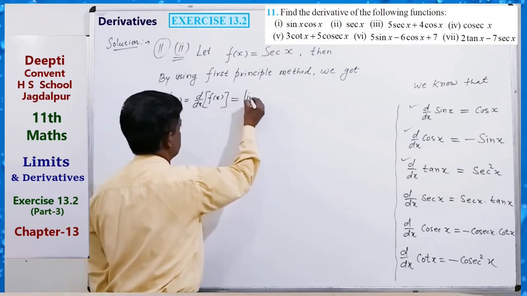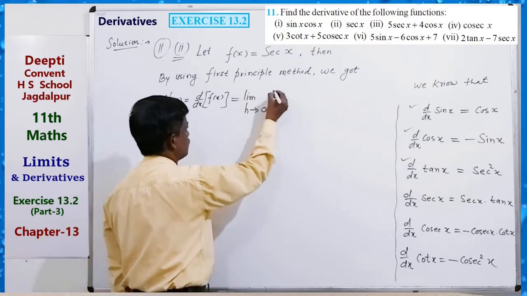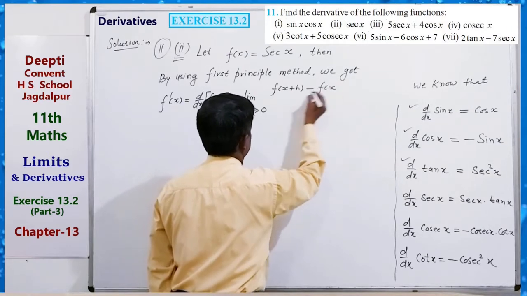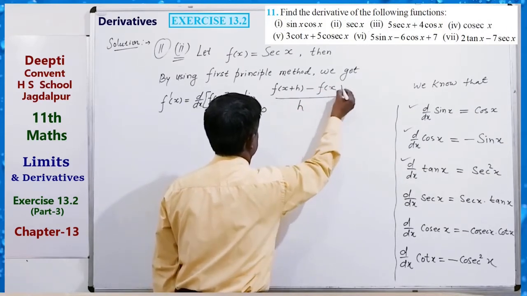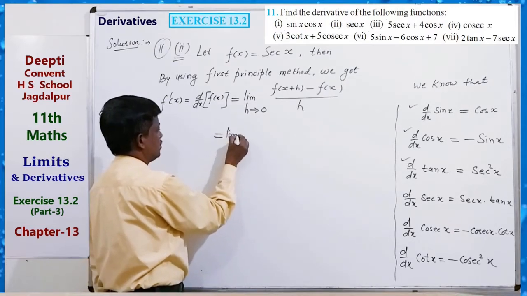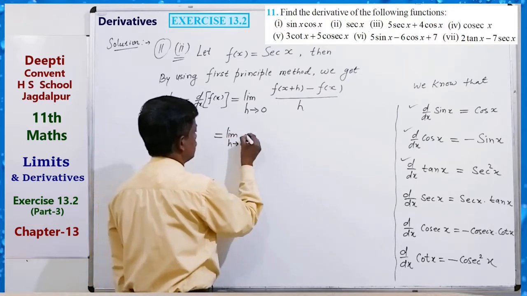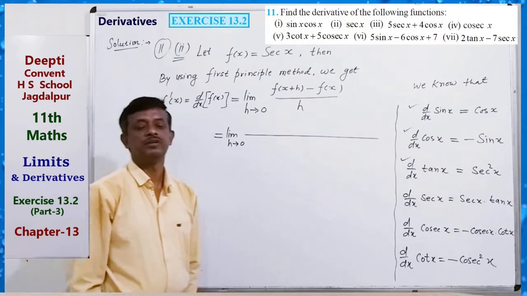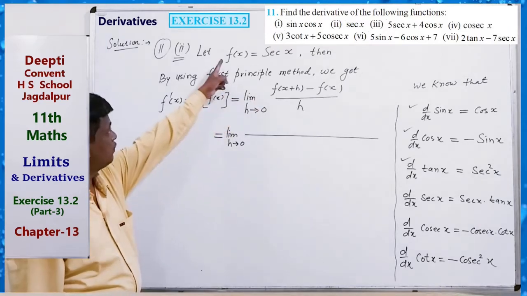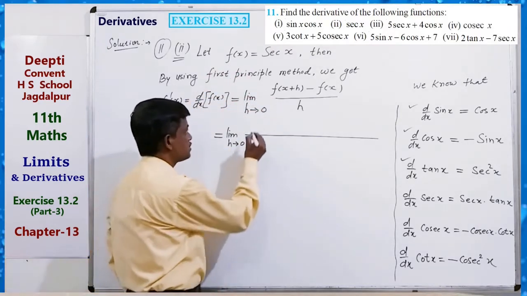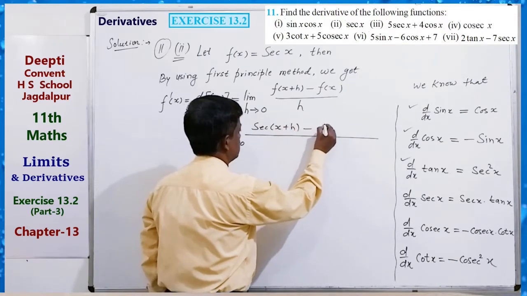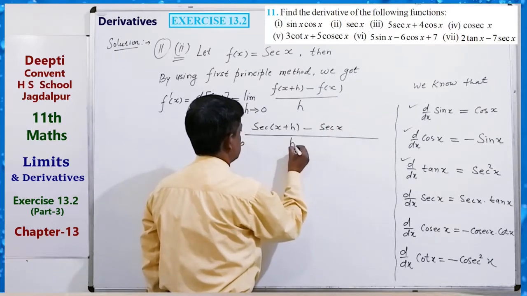equals limit h tending to 0, f(x plus h) minus f(x) upon h. So limit h tending to 0. We will use a trigonometric formula here. f(x) equals sec x, so f(x plus h) is sec(x plus h), minus sec x, upon h.